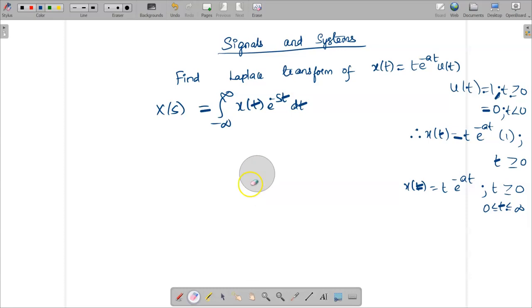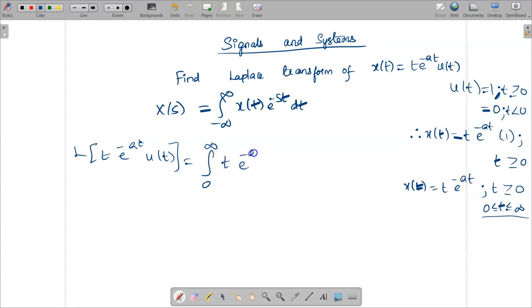So from this I can say that the Laplace transform of t e power minus at u of t, how can I write it? It exists only from 0 to infinity. Instead of minus infinity to infinity, since u of t exists only for 0 to infinity, I have to write 0 to infinity. And what is the x of t now? It is just t e power minus at. Why? Because u of t value is 1. So x of t you have written, and the rest of the items in your formula are e power minus st dt.